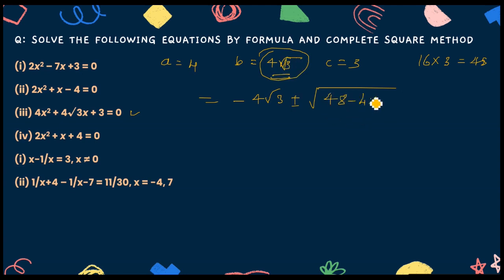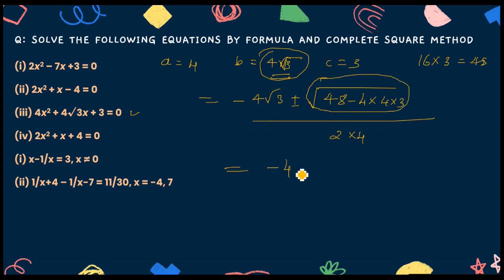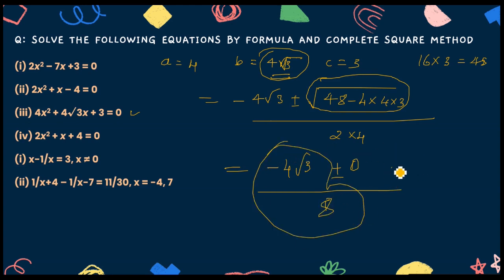Okay, 48 minus 4ac, 4 into c. Okay, this is 2 into 4. So what is happening here? Look at this. This is giving you 0. 0 plus or minus, divided by what? 8. So you will have only this term.